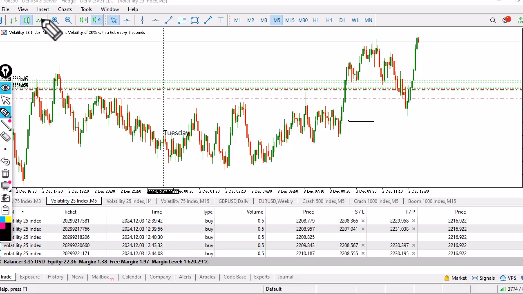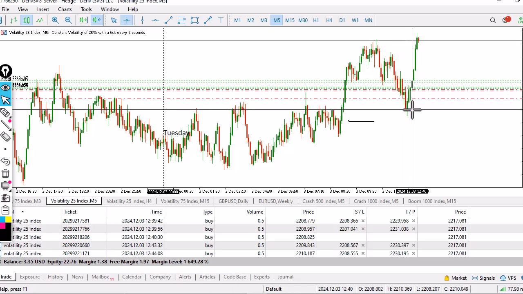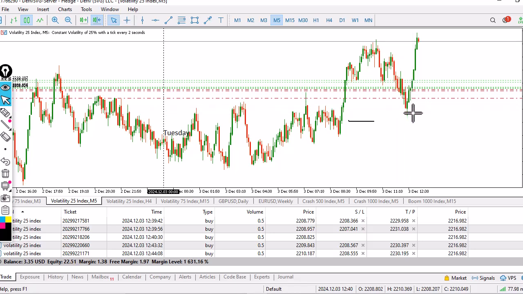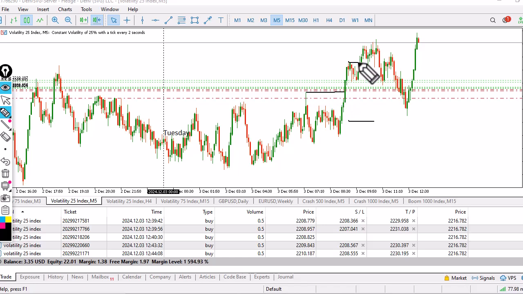The reason why I entered is this. Let me show you that I've done my analysis from my daily time frame. This is my entry point. Now look at this. I have this break in market structure here, and another break in market structure here.